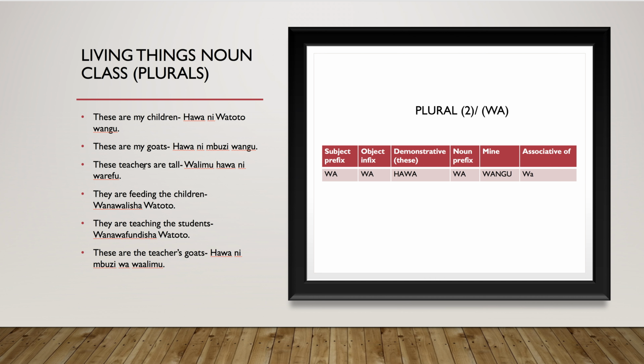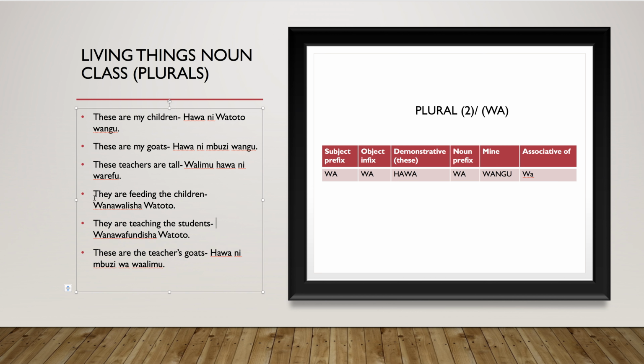These teachers are tall. Walimu, so notice this has become wa. So this is a proper wa class. So mwalimu has become walimu. So walimu hawa ni warefu. Again, refu, but then we need the noun prefix, which is wa.